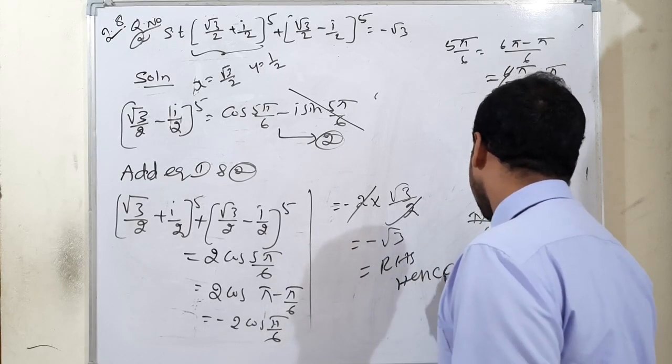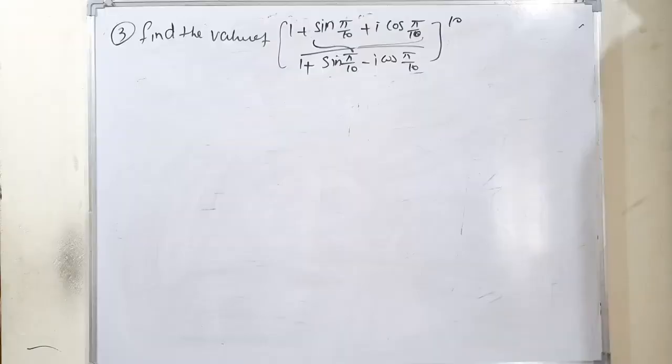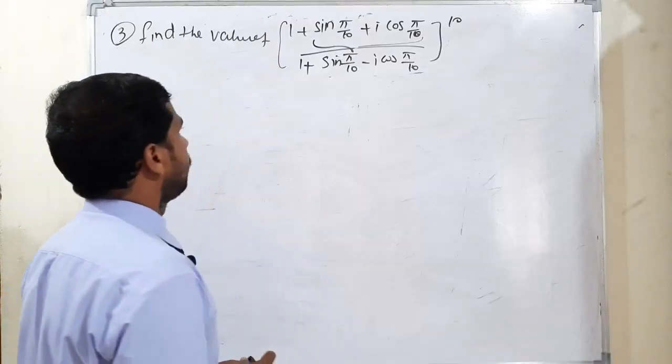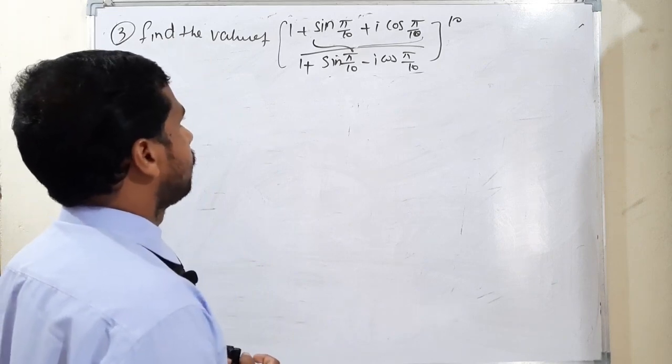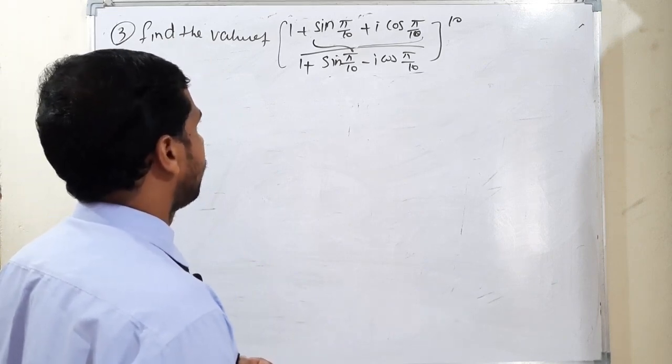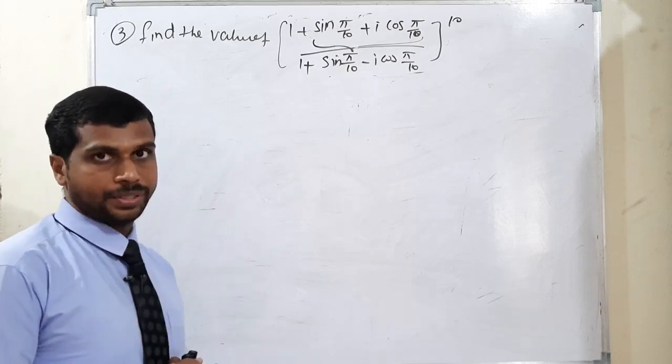Hence proved, okay. So, 3 more questions, maybe. I am moving to question number 3 from exercise 2.8. Question: find the value of (1 plus sin pi by 10 plus i cos pi by 10) divided by (1 plus sin pi by 10 minus i cos pi by 10), the whole power of 10.